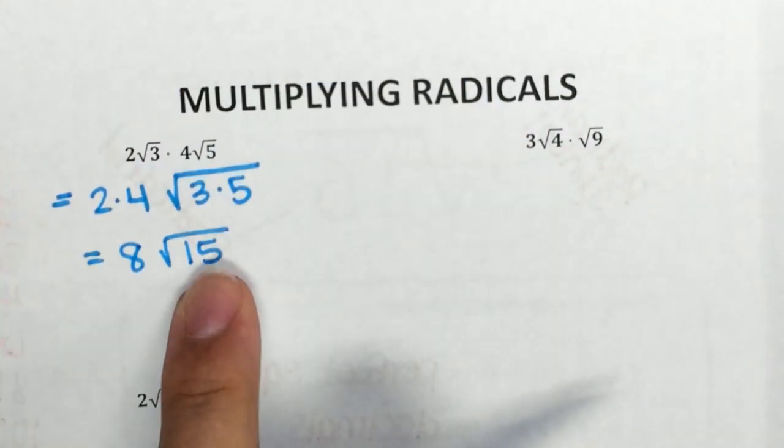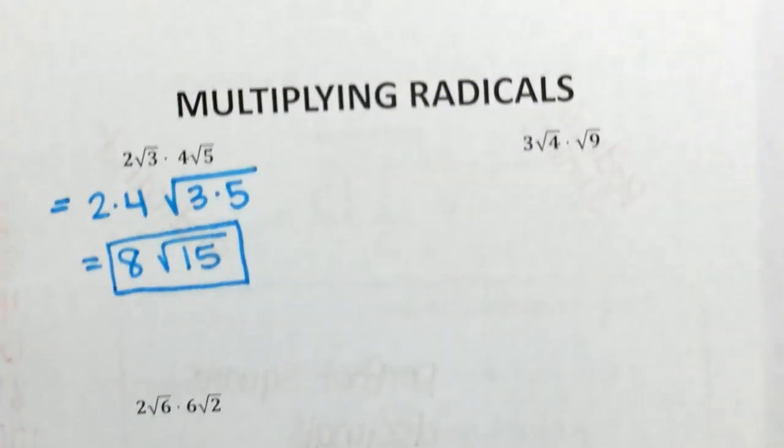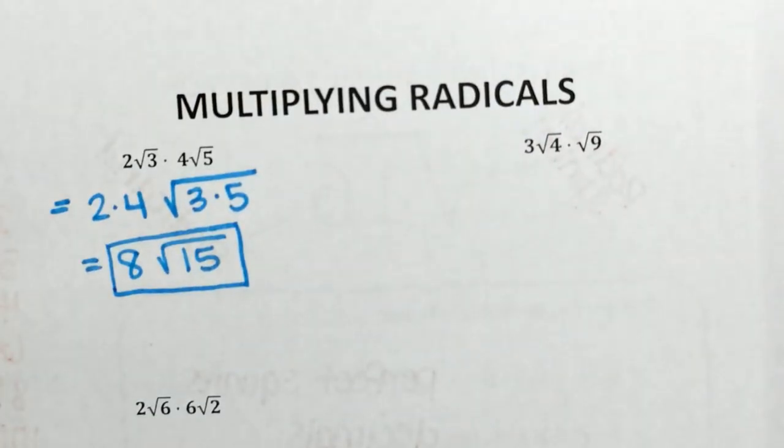Can I keep going with the square root of 15? Does this divide by a perfect square? No. Not 16, not 9, not 4. 1 is the only one. If it's just 1, you're done. We're done. What about the next one?